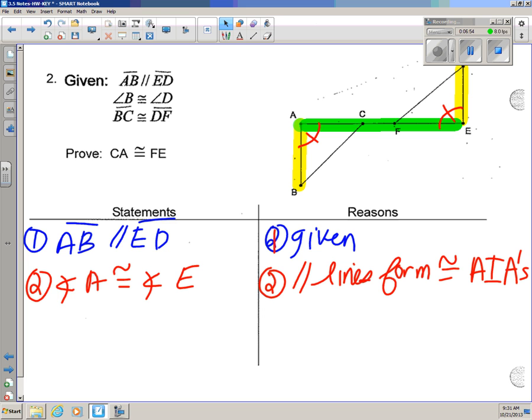Okay, there's no other transversal to use. There's no other pair of AIAs to use. We are done with that parallel line piece. Let's go back to the proof. What else is given to you?